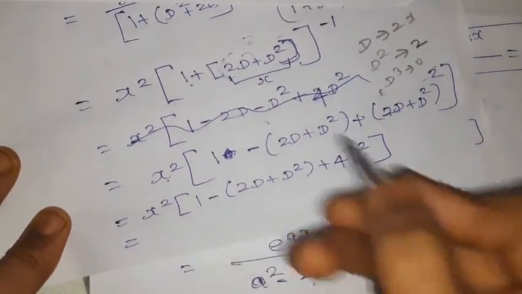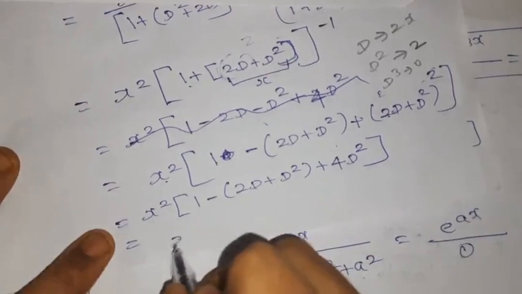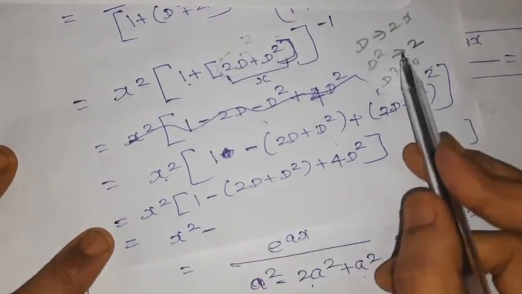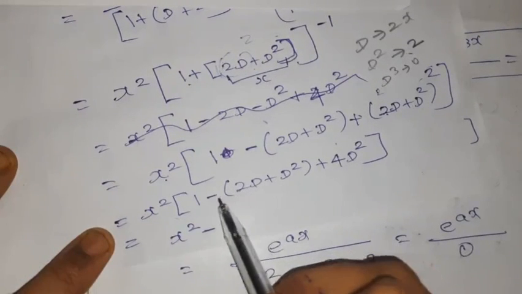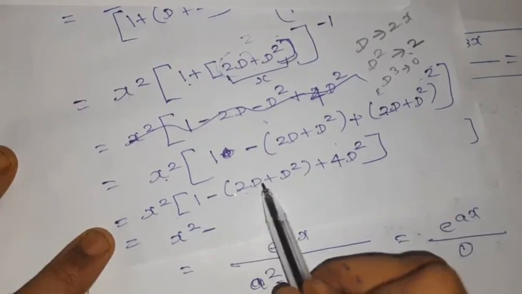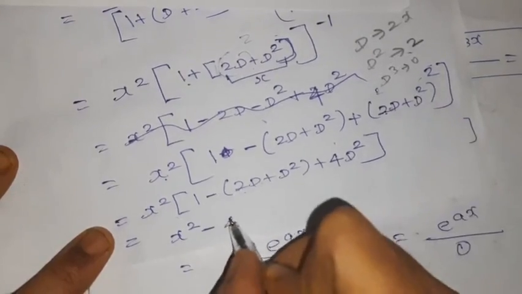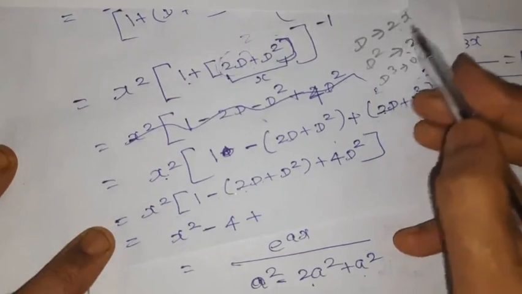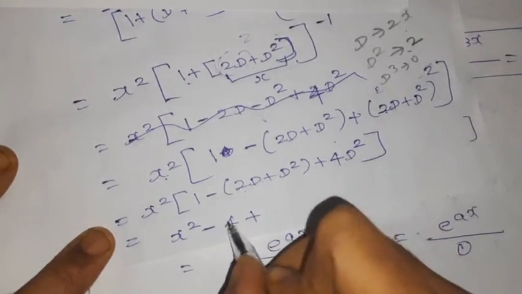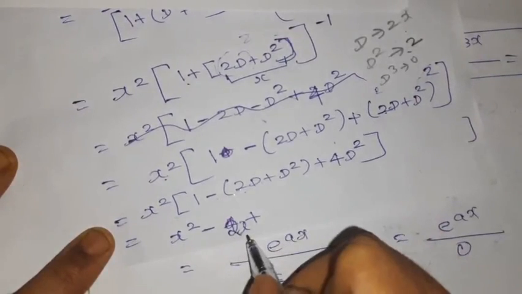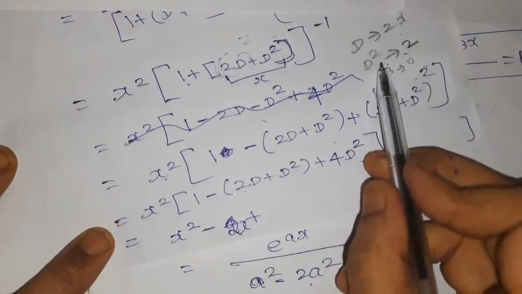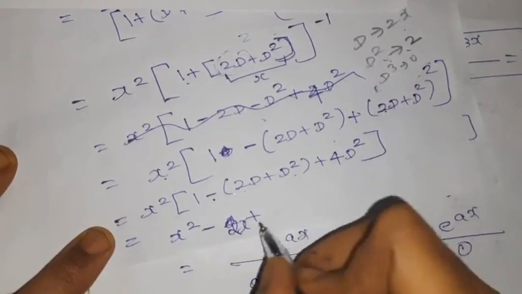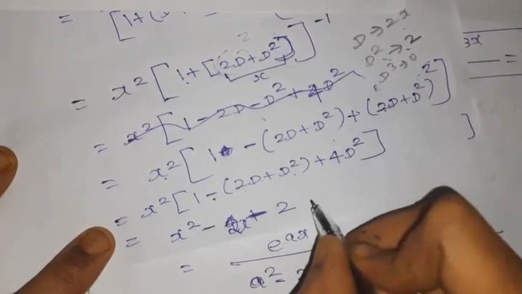Now multiplying this, x squared inside: x squared minus 2D. Minus 2D, differentiating one time we will get 2. So minus 2 into already 1, minus 2 into 2, minus 4. Then again differentiating one time we will get 2x only. So minus 2x here: x squared minus 2x. Okay. Then differentiating twice, what we will get? 2. So here minus 2. So x squared minus 2.